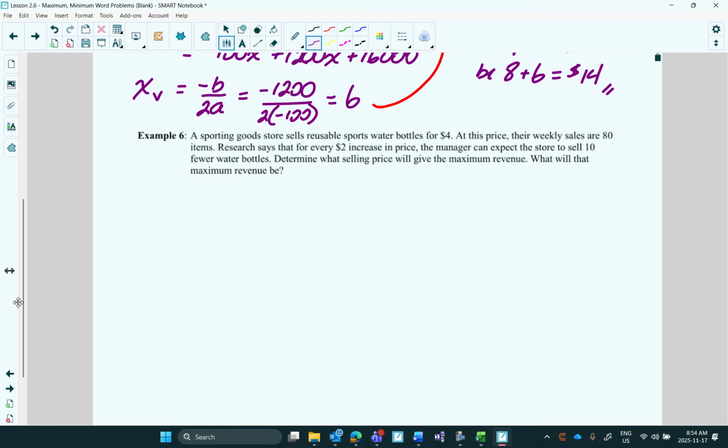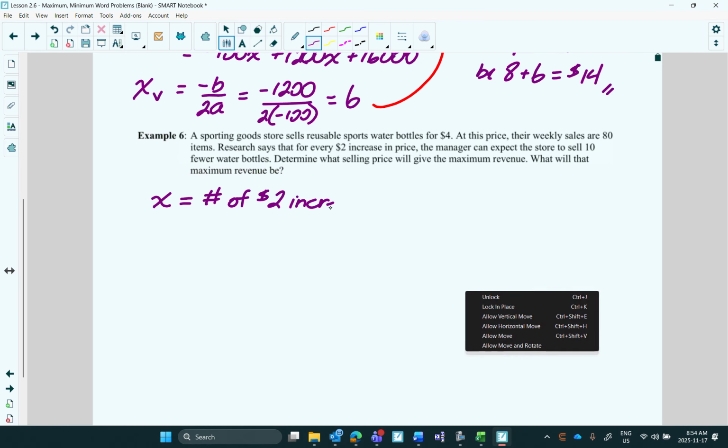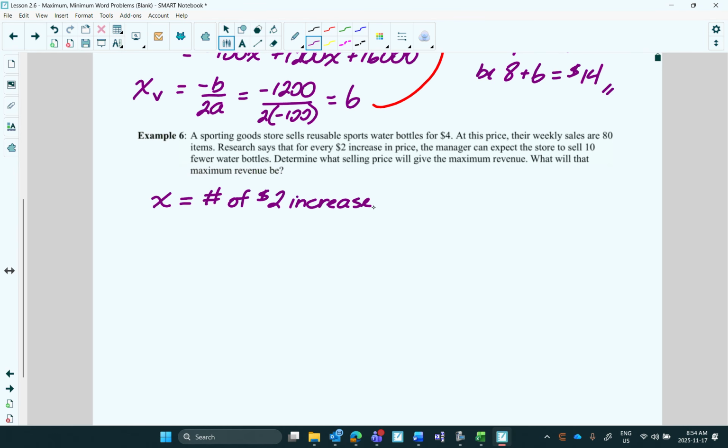What's my X going to be here? The number of $2 increases. And now I need expressions for the price at the maximum and the number of water bottles sold at the max. So price and number of bottles sold.